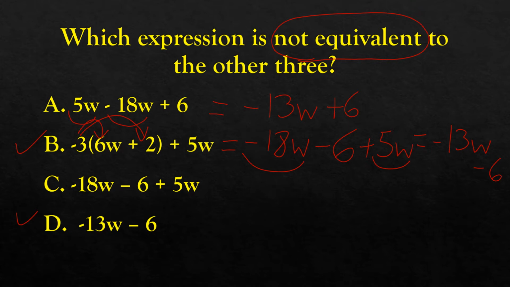You might have made an error with your arithmetic. So let's check out C. We've got negative 18W minus 6 plus 5W. Again, we want to combine our like terms. Negative 18W plus 5W, as we've already discussed, gives us negative 13W. And what's left over? Minus 6. Hooray! So A was the incorrect answer. Great job, guys.